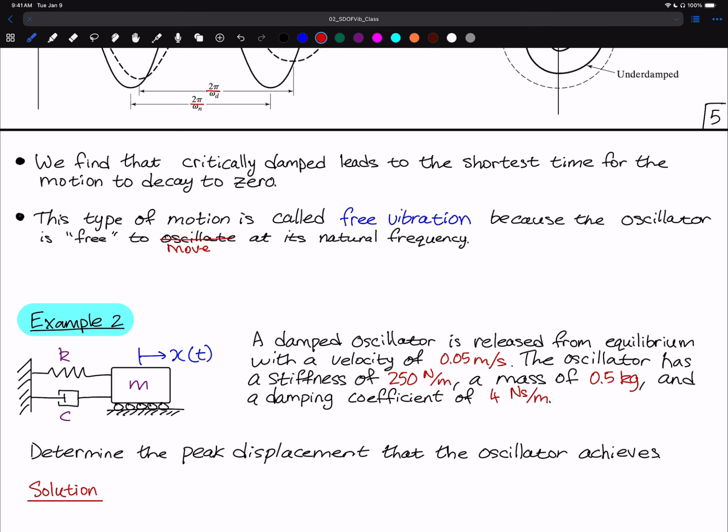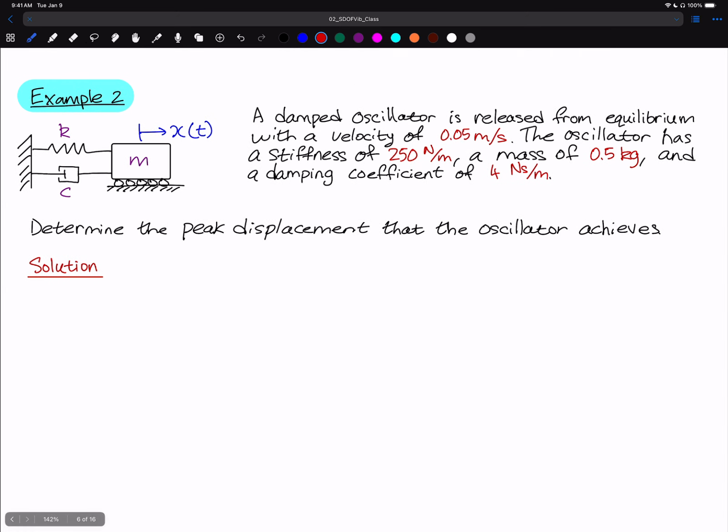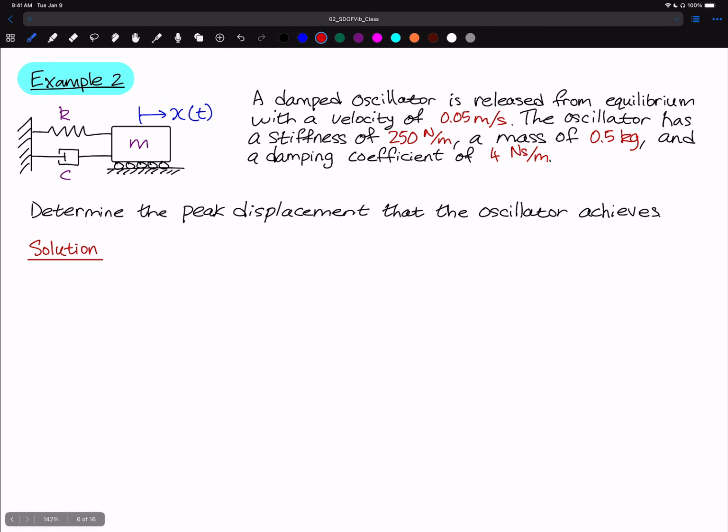Okay, with this, we're going to take a look at example 2. We're given that a damped oscillator is released from equilibrium with a velocity of 0.05 meters per second. The oscillator has a stiffness of 250 newtons per meter, a mass of 0.5 kilograms, and a damping coefficient of 4 newton seconds per meter. We're asked to determine the peak displacement that the oscillator achieves.